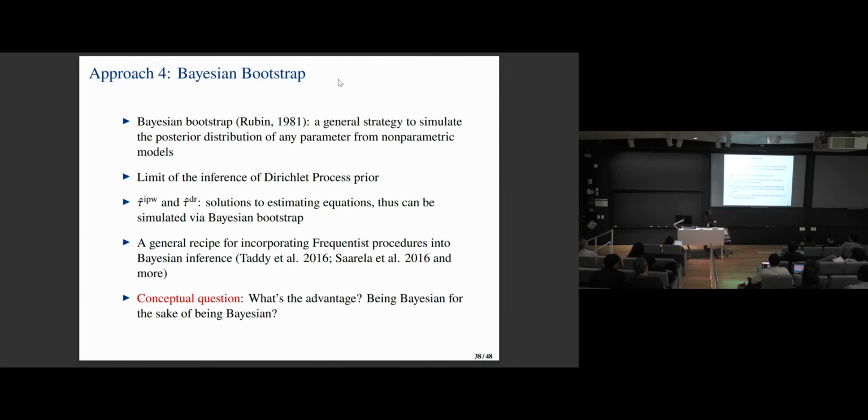So there are several attempts in the literature about that. This one, as a half-hearted Bayesian, or Bayesian wannabe, I actually have a problem with. Because I was asking myself, what's the advantage? Is this just purely being Bayesian for the sake of being Bayesian? Because you are essentially converting any frequentist approach and using this Bayesian bootstrap to make it Bayesian. But then what's the point? There are other ways. But there are people who do this.